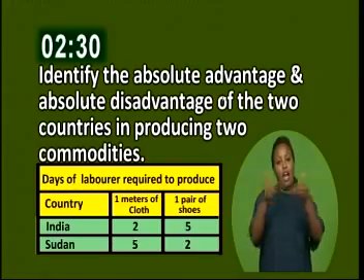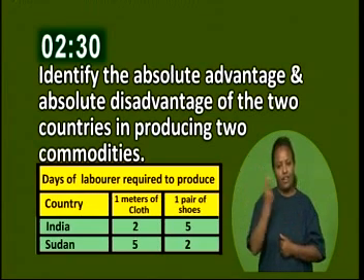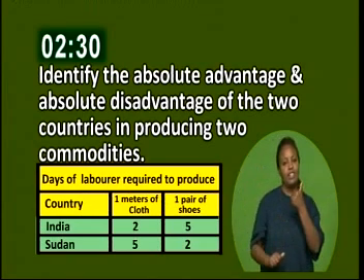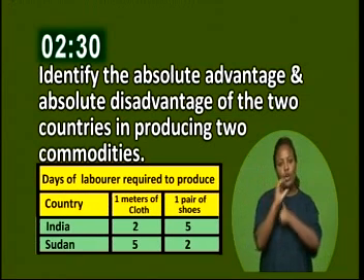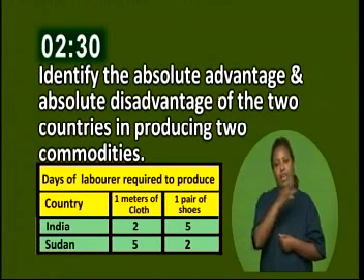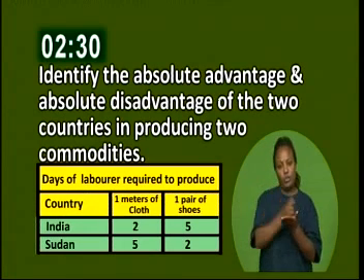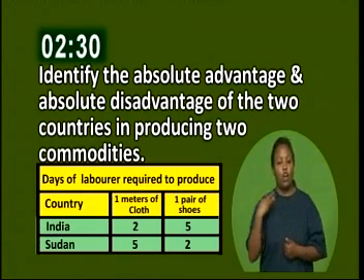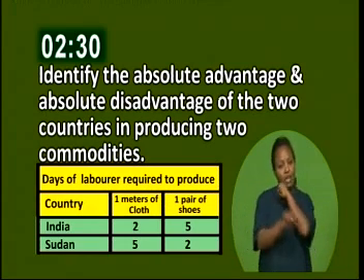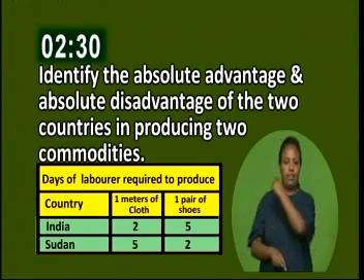I hope you've understood the concept of absolute advantage or absolute cost difference as a base for international trade. Now, I want you to do an exercise individually. The question is, identify the absolute advantage and absolute disadvantage of the two countries, India and Sudan, in producing two commodities, clothes and shoes, based on the following table.